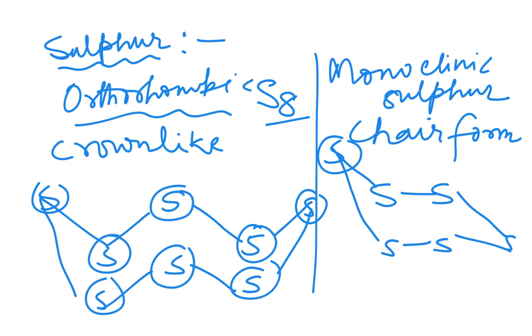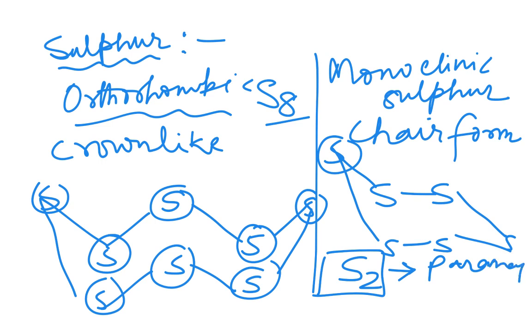Now, which form of sulfur shows paramagnetic behavior? Sulfur also exists as S2. This form shows paramagnetic behavior. Why? Because in the vapor state it has two unpaired electrons in the antibonding pi orbital. That's why it shows paramagnetic behavior.